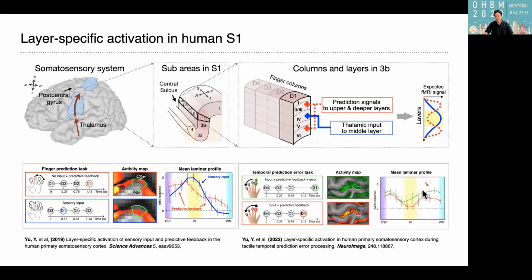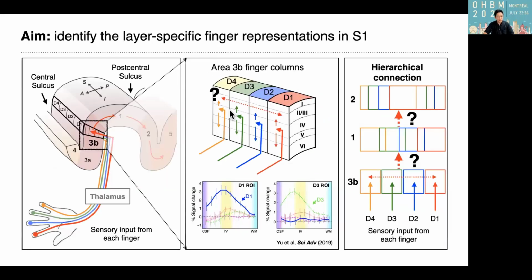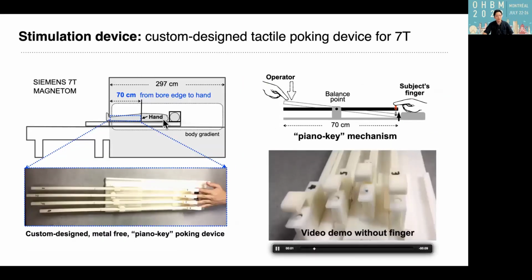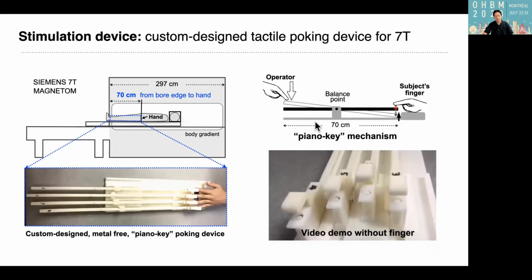In this study, we would like to look at the layer-specific activity of each finger in the sub-areas of S1, and we hope to provide some insight into understanding the tactile hierarchical processing pathway in the human somatosensory system. So we designed a metal-free device, and you can see from this video, when the operator presses one side down, the other side will rise up to stroke the subject's fingers.